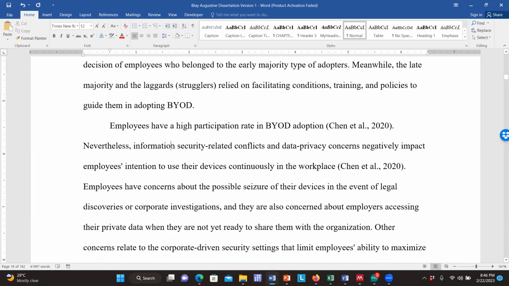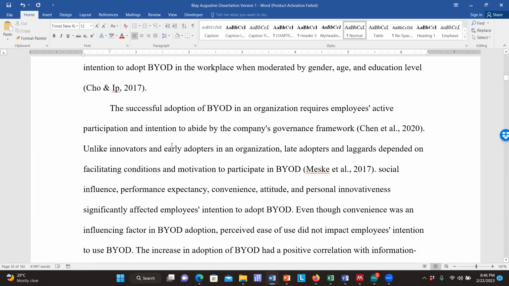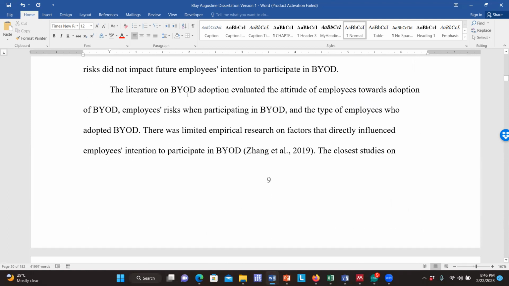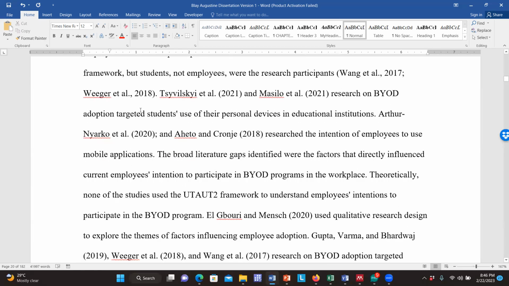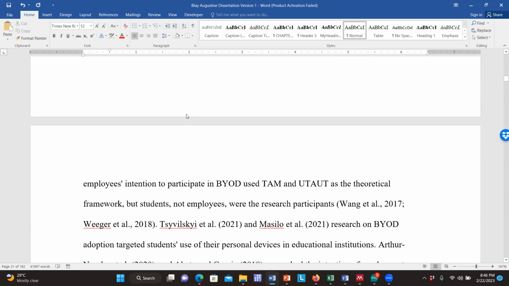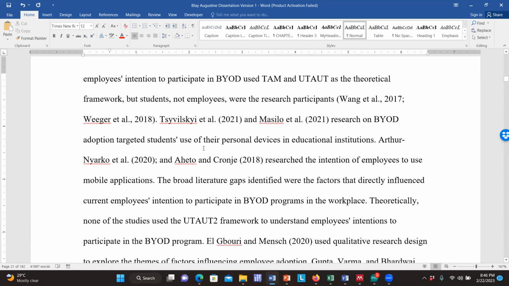And then he talks about BYOD adoption in other areas, high participation of employees. He's telling the story. The success for adoption, he's telling the story. Now, the literature on BYOD adoption evaluated the attitude of employees and so on. You see somewhere he says that having done all these things, given the theoretical, empirical, and methodological gaps, this study sought to use the theoretical framework. So he has established those gaps here.